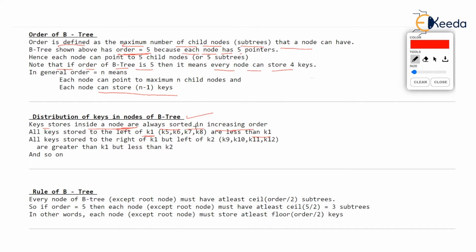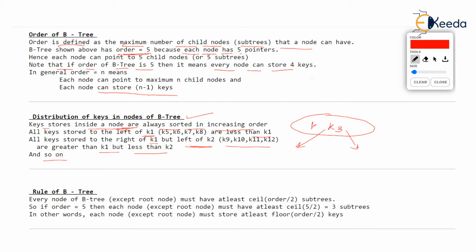All keys stored to the right of K1 but left of K2, that is K9 to K12, are greater than K1 but less than K2, and so on. So if you imagine that there is a key like, suppose K3, it will have a pointer to the left and a pointer to the right.